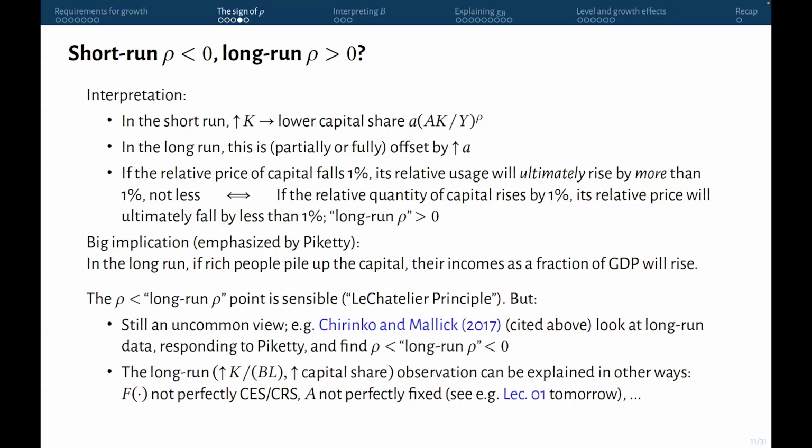Ron: It would reconcile the still negative long run rho with the fact that the capital share and the capital labor ratio move in the same direction. I actually don't remember, but I think it's going to be some version of what we'll see tomorrow. So can we talk about it more tomorrow? Yeah.